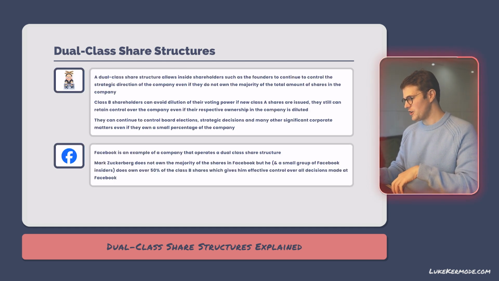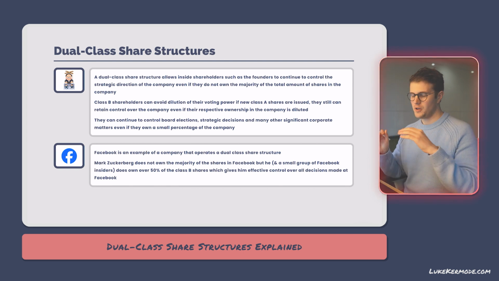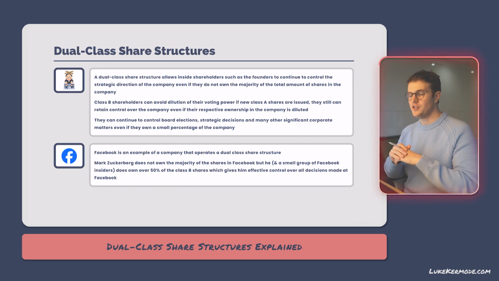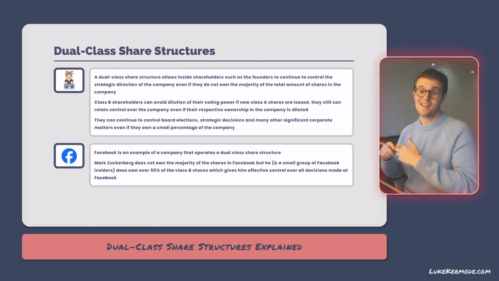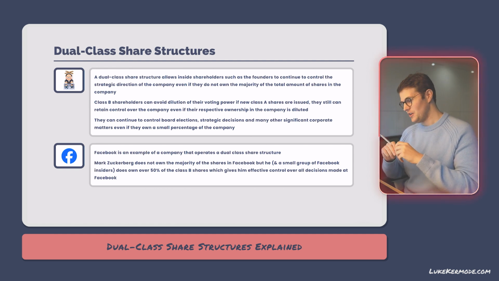So dual class share structures allow inside shareholders such as the founders to continue to control the direction of the company. All the key decisions that the company makes, the insiders who hold Class B shares will have a greater proportion of votes available for them to exercise, which allows them to maintain control and have a bigger say on the strategic direction of the company.